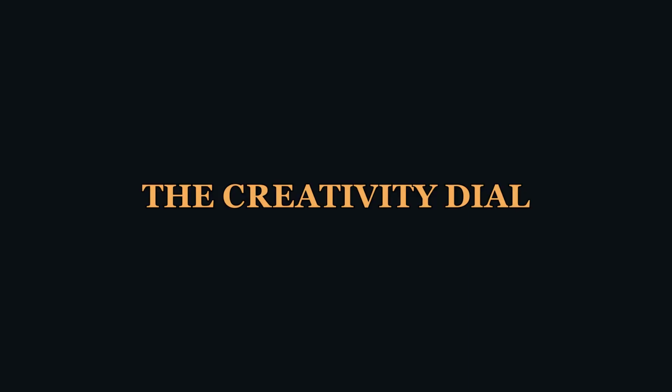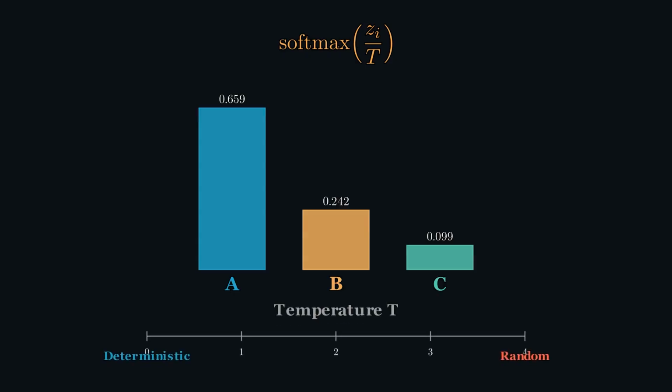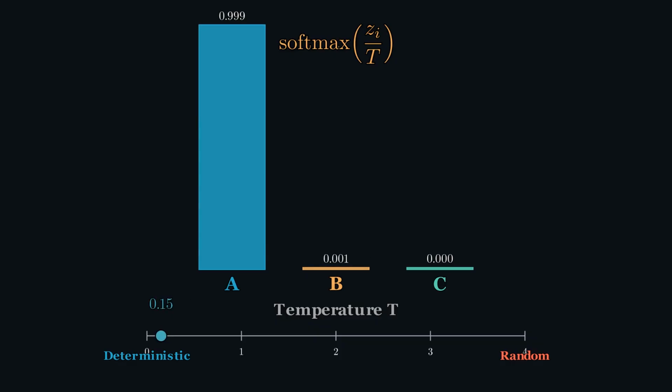Softmax has one more hidden parameter. Instead of computing e to the z, we compute e to the z divided by t, where t is the temperature. When t equals 1, we get the standard softmax we just saw. But watch what happens when we change the temperature. Turn the temperature down towards 0, and the highest scoring option dominates completely. The distribution becomes a spike.